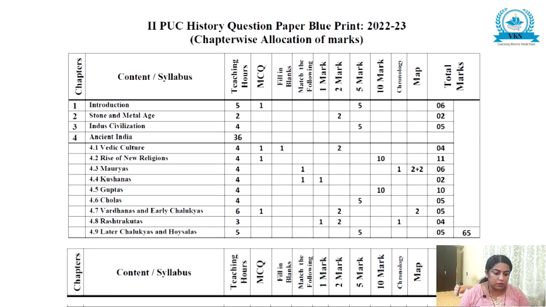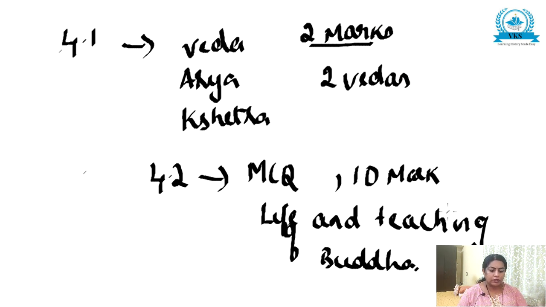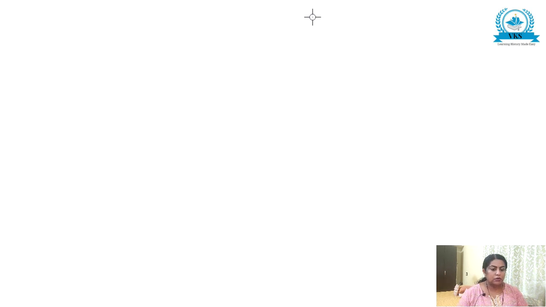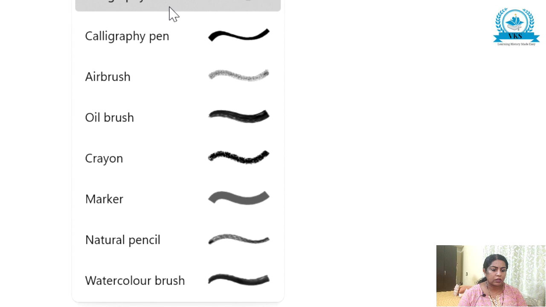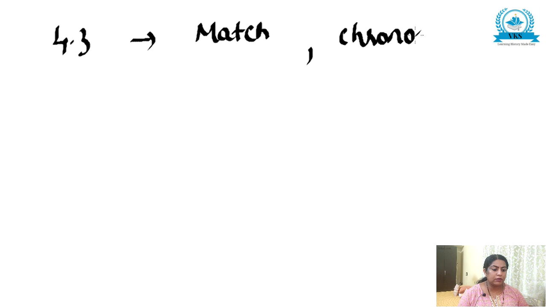Now let us move on to chapter 4.3, Mauryas. From chapter 4.3, we can see one match the following question can come, and one chronological order question can come. Any one event from the chapter Mauryas can come.